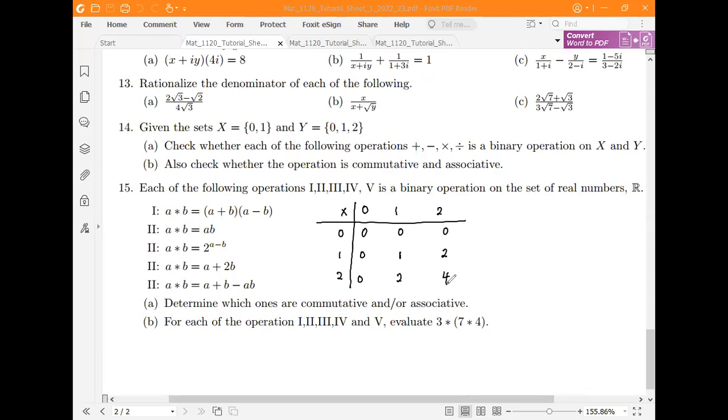If we have this, is it binary on y? So you say multiplication is not binary on y because 4 is not a number in y.